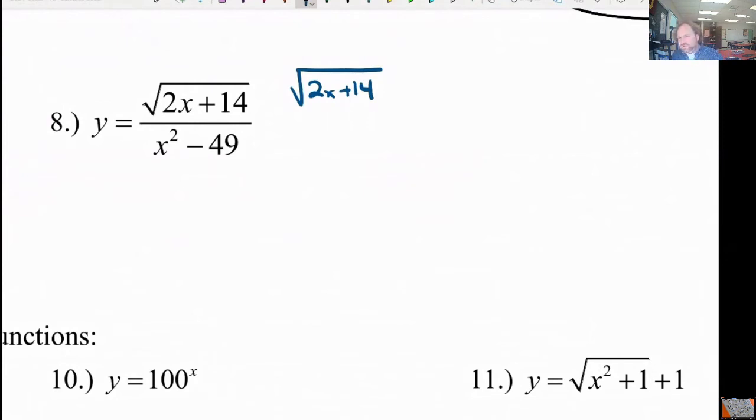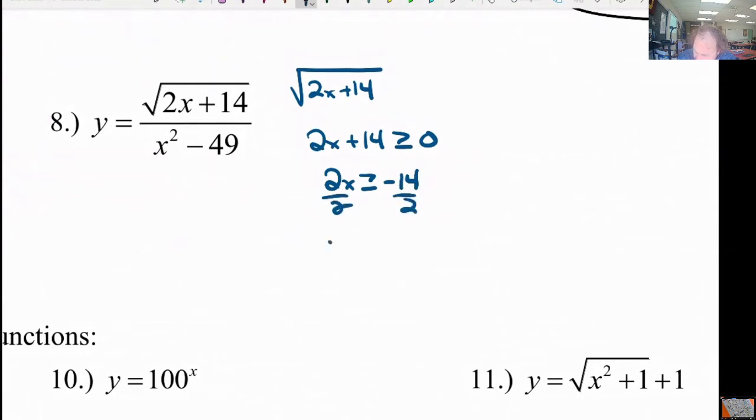If this doesn't exist, then it's not in our domain. So just like the other square root problem, we've got to solve when 2x plus 14 is greater than or equal to 0. Again, this one's pretty easy to solve. 2x is greater than or equal to negative 14, and if you divide by 2, you get x is greater than or equal to negative 7. So there's the first part.